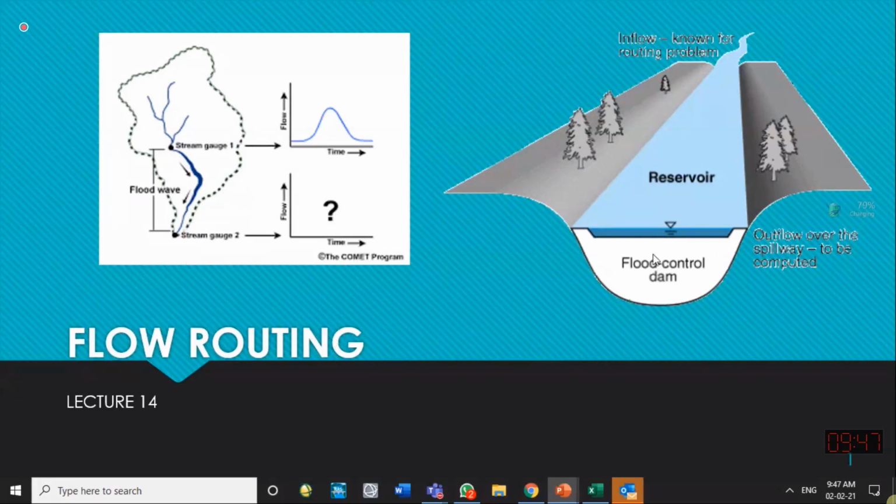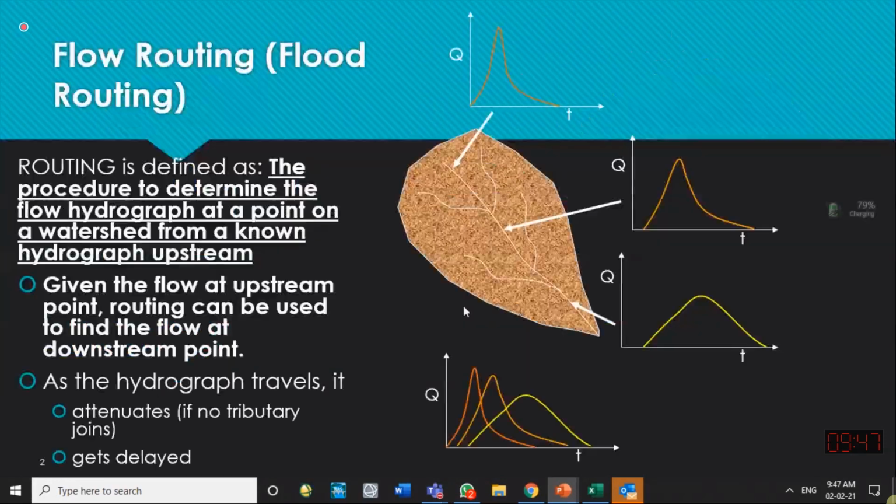It can be done in a channel. Usually a channel will be there, so we call it channel routing also. The same is mentioned over here. The proper definition for flow or flood routing is the procedure to determine the flow hydrograph at a point in a watershed from a known hydrograph upstream.